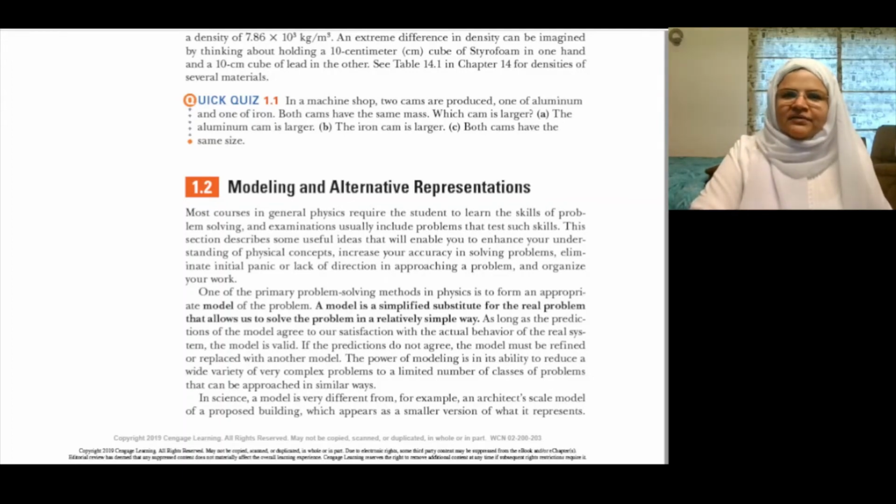I will be reading Physics for Scientists and Engineers by Serway and Jewett, Section 1.2, Modeling and Alternative Representations.